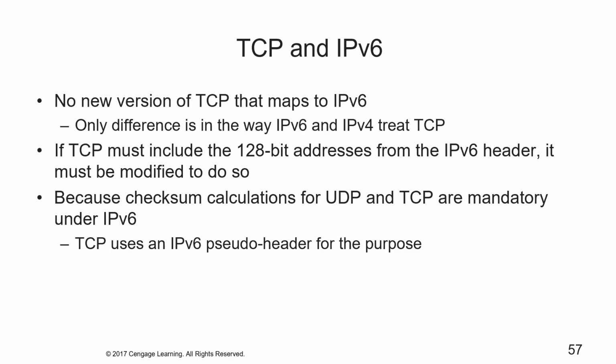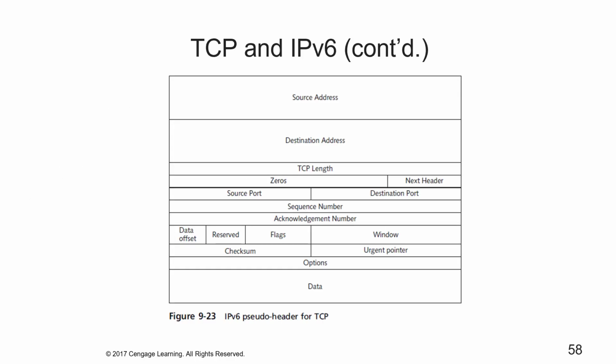Because the checksum calculations for UDP and TCP are mandatory under IPv6, TCP uses an IPv6 pseudo header for the purpose. So again, the pseudo header is built of the source address, the destination address, the TCP length, the zeros, and the next header fields, plus the fields found in the TCP header. So here's an example of the IPv6 pseudo header for TCP.